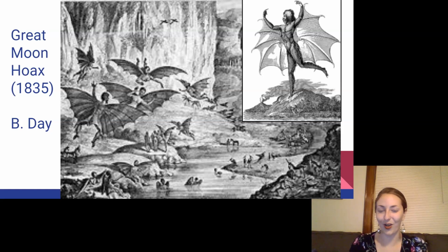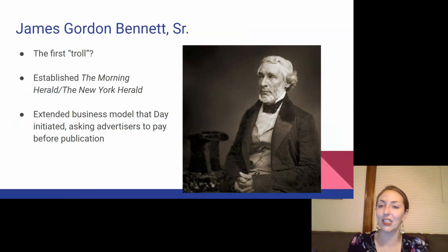The whole thing was a hoax, but newspapers were flying off the racks because people were so fascinated with the possibility that maybe there were moon people. It's pretty funny to look at now in hindsight, but we do still have publications like the National Enquirer that have similar hoaxy material. But Benjamin Day didn't do it alone.